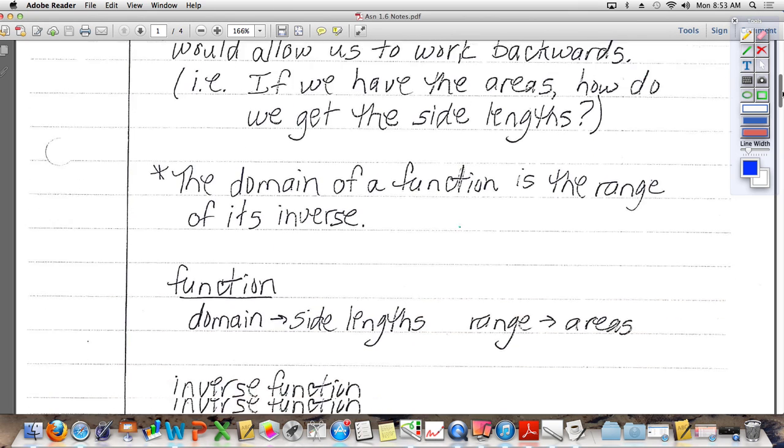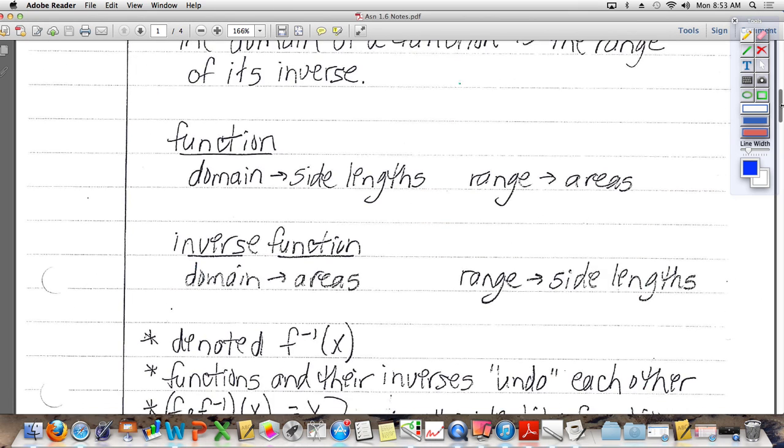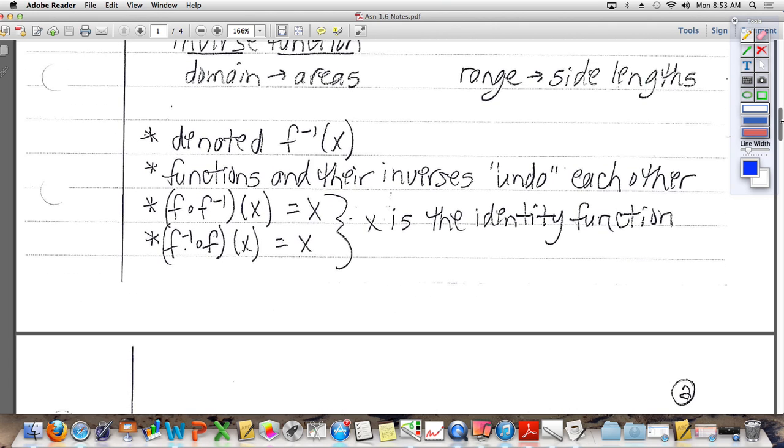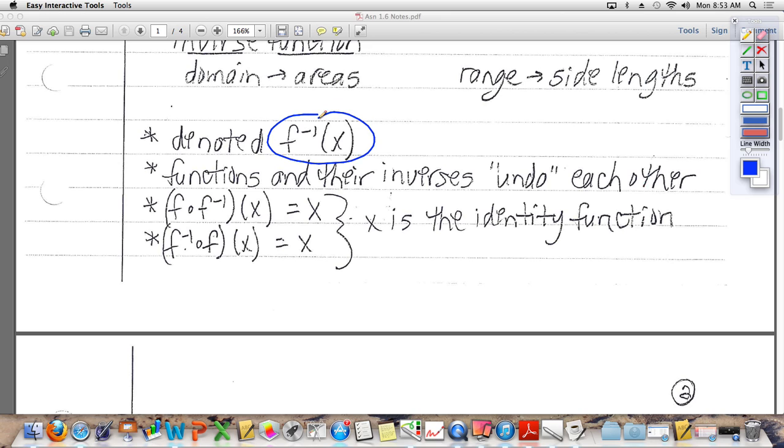All right, so a function. In this case, the domain would be the side lengths, the range would be the areas. The inverse function, you're working backwards, so the domain is the area, the range is the side lengths. This is how we denote inverse. This right here, important notation: f^-1(x), the inverse of f(x). I will probably call it the inverse of f(x). You need to know that that's how it looks.